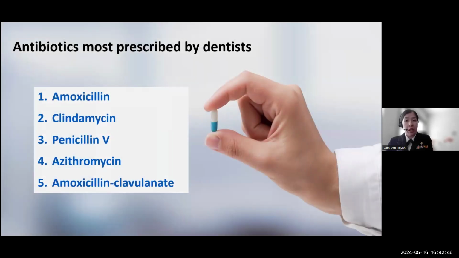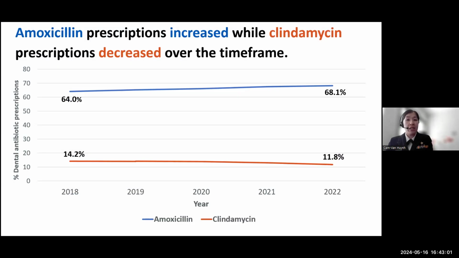The antibiotics most prescribed by dentists over the time frame were amoxicillin, clindamycin, penicillin V, azithromycin, and amoxicillin clavulanate. Amoxicillin and clindamycin accounted for nearly 80% of all antibiotics prescribed. Amoxicillin prescriptions, represented by the blue line, increased from 64% to 68.1% of all dental antibiotic prescriptions, while clindamycin prescriptions, represented by the orange line, decreased from 14.2% to 11.8% over the time frame.